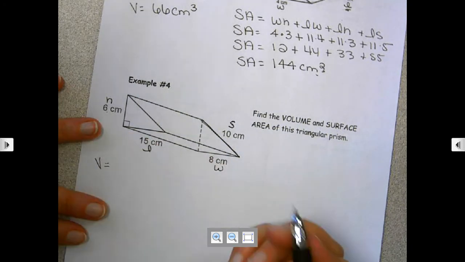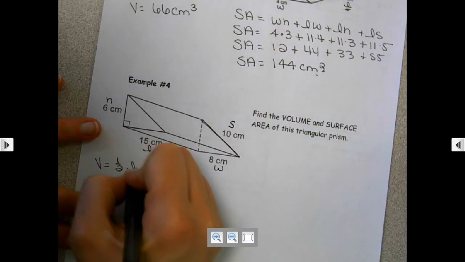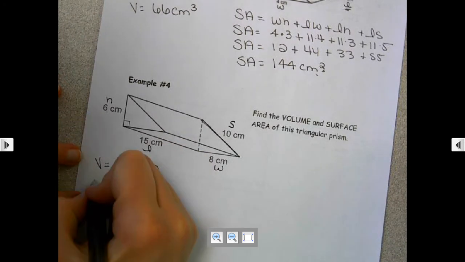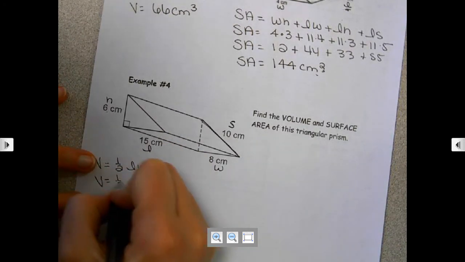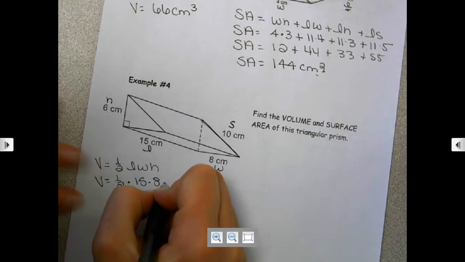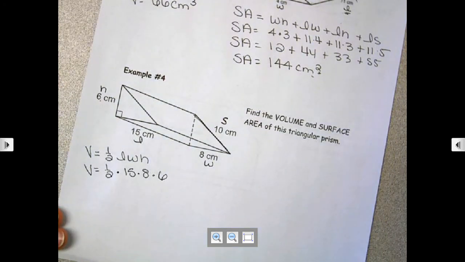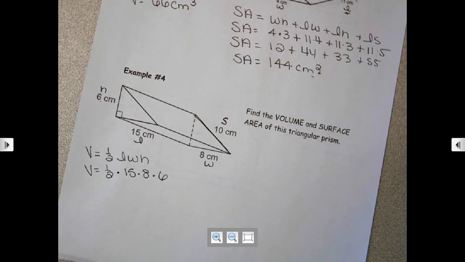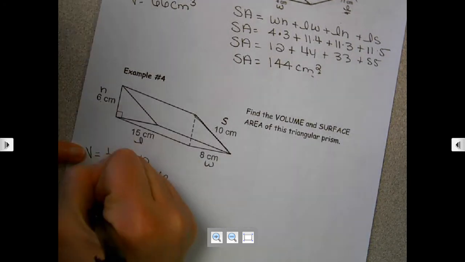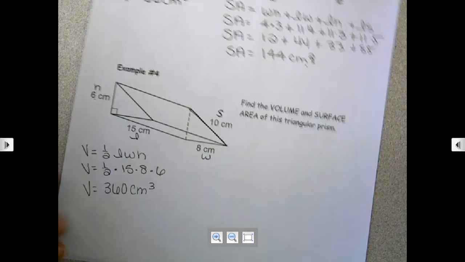The formula for volume of a triangular prism is 1/2 times length times width times height. We're going to go ahead: 1/2 times 15 times 8 times 6. Grab my calculator. 15 times 8 times 6, and I'm going to get a volume of 360 centimeters cubed.